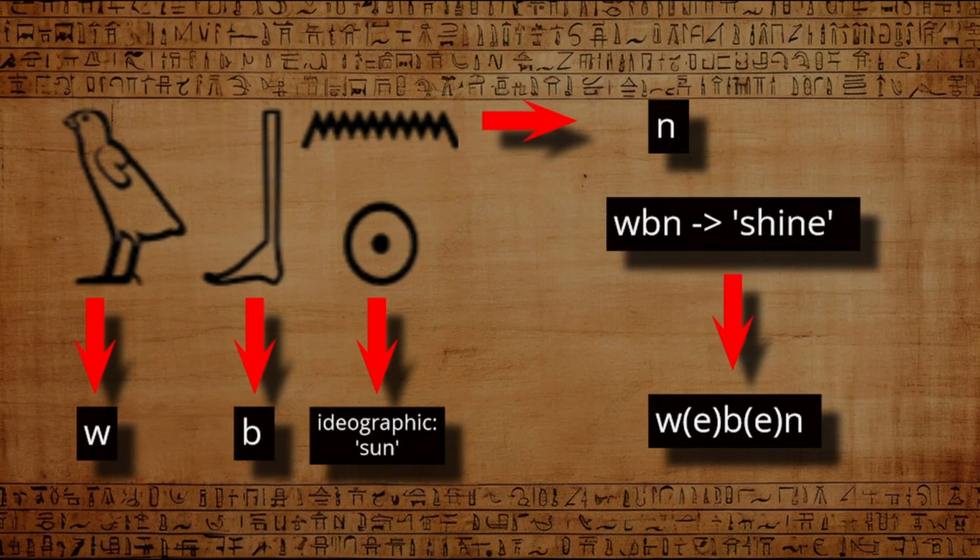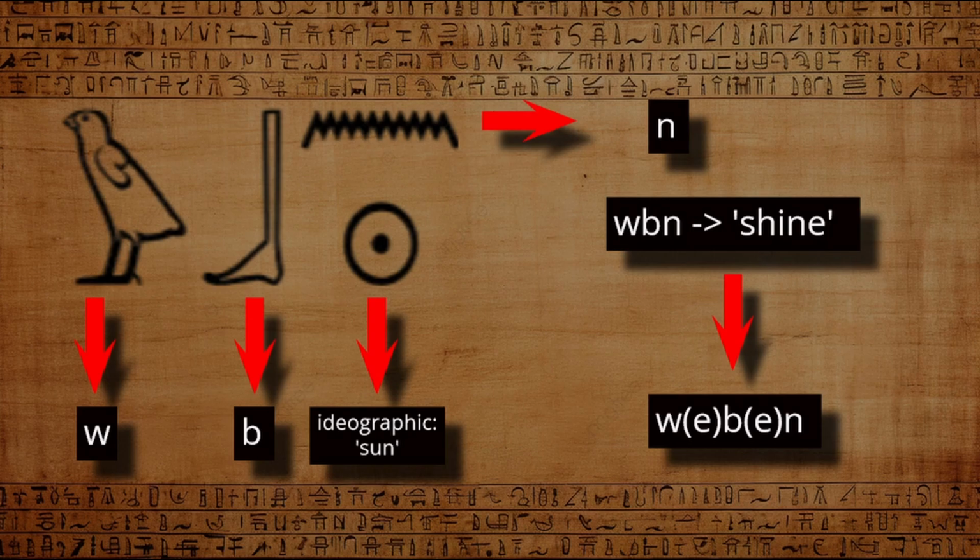So, beginning with the translating of hieroglyphs. First, the phonetic nature. Hieroglyphs are primarily phonetic, also representing sounds. For example, the bird depicted is a quail chick and signifies the sound W. The foot signifies B. And the wavy line corresponds to N. The small circle at the end is an ideogram representing the sun, clarifying that this is wbn, Weben. For easier pronunciation, there's an e sound between the consonants, and it means shine.